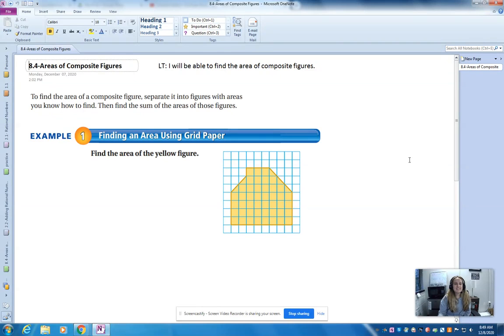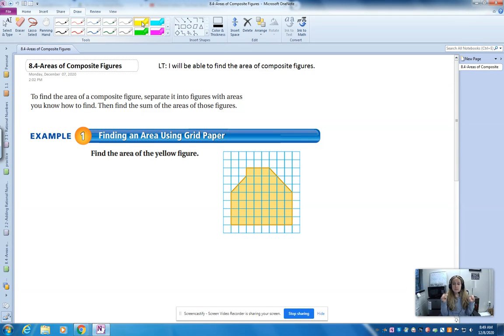Hi, everybody. Today we're going to talk about the last section of chapter 8, which is 8.4, areas of composite figures. Make sure you have your math composition notebook out and that you are writing down everything that's on my screen so that you have neat, organized notes in that composition book of yours. First, the learning target is: I will be able to find the area of composite figures. Make sure you have that written down and let's get into it.